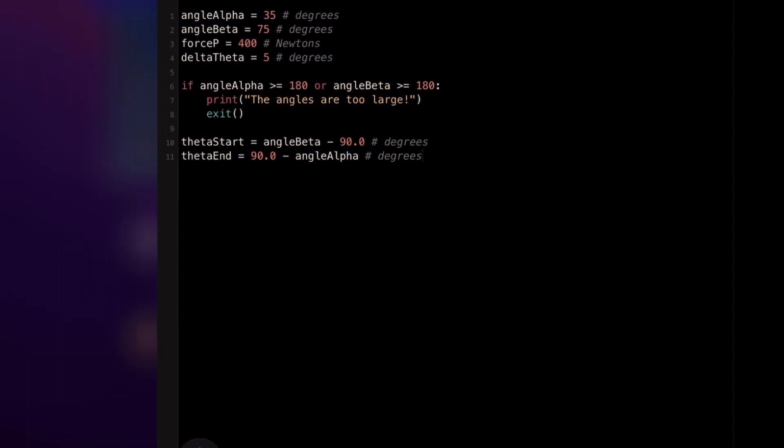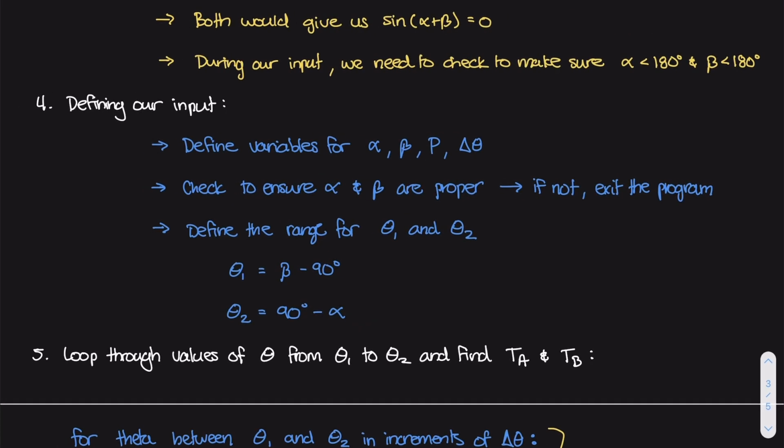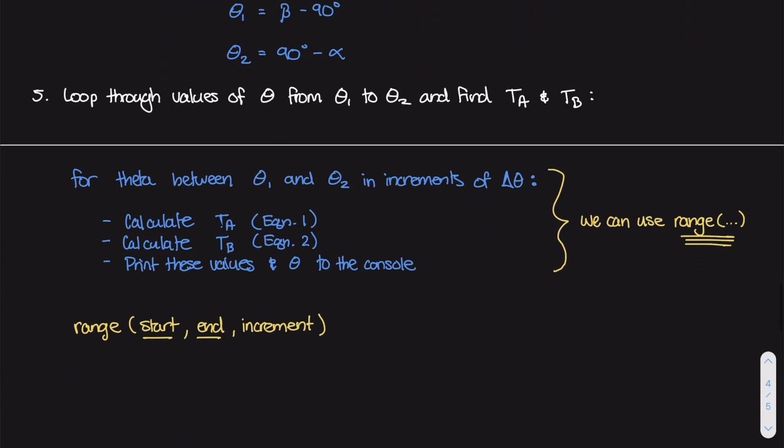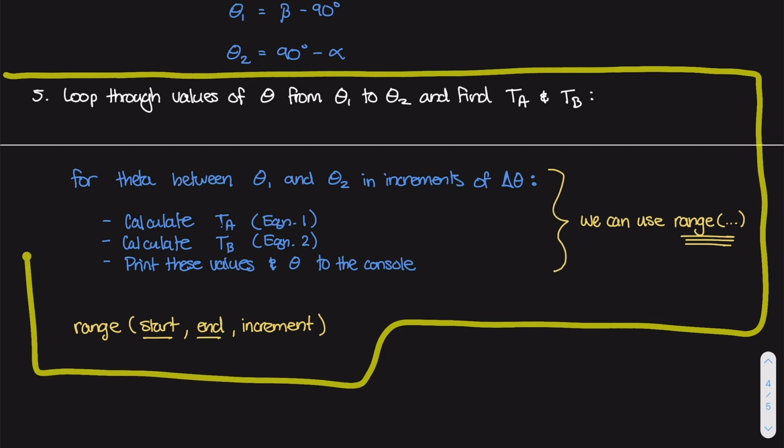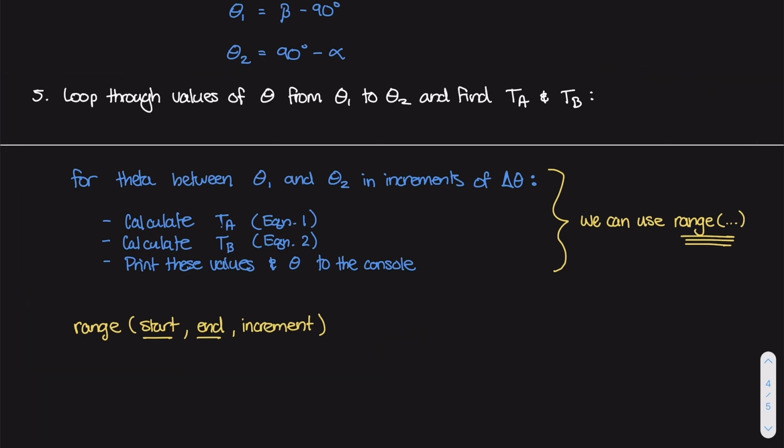Awesome. In the next part of this script, we wanted to write this for loop, and this is probably going to be the most intensive part of this problem. We're going to have to loop for every theta value between theta 1 and theta 2 in increments of delta theta. For every value of theta, we're going to have to calculate two variables, tension A and tension B.